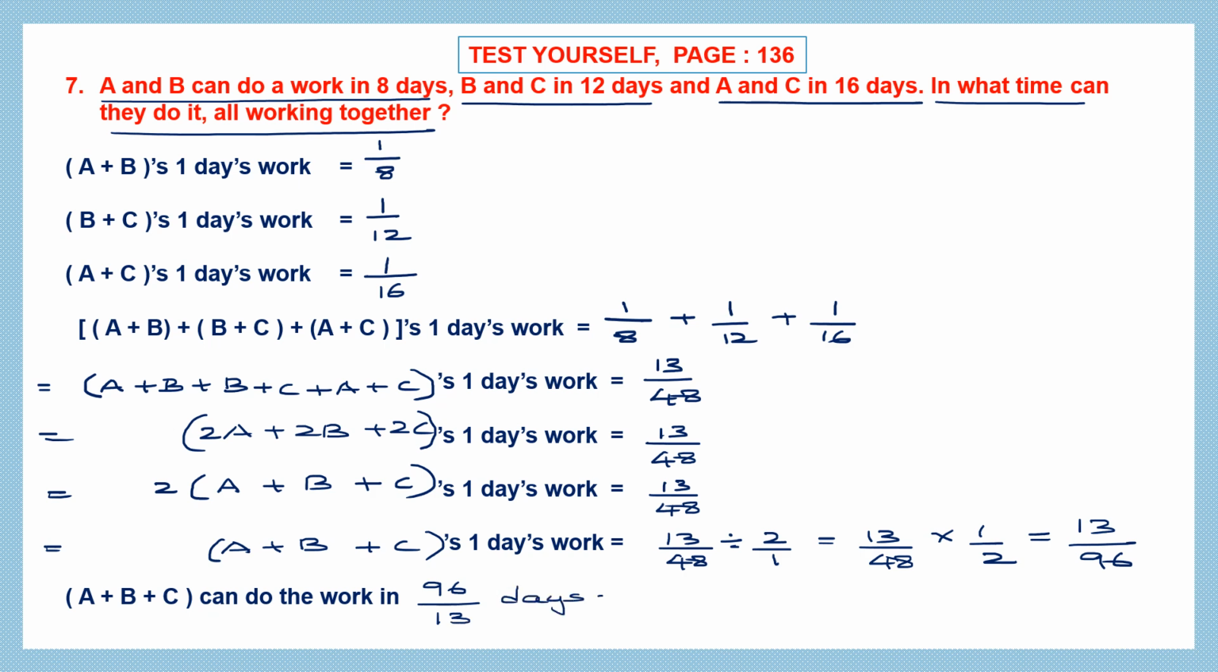Now we have to convert this to a mixed number. And when you convert it to a mixed number, you get 7, 5 by 13. So 7, 5 by 13 days is our answer. So A, B and C together, if they work, they can finish the work in 7, 5 by 13 days.